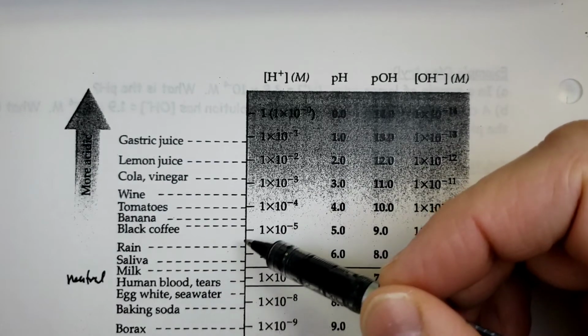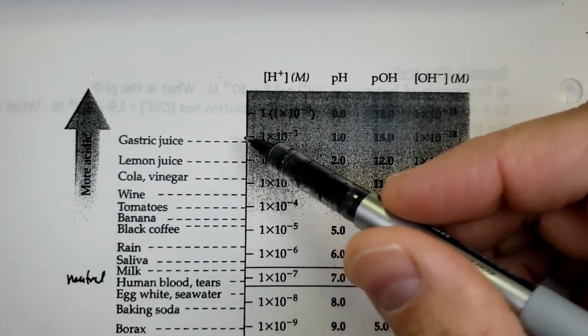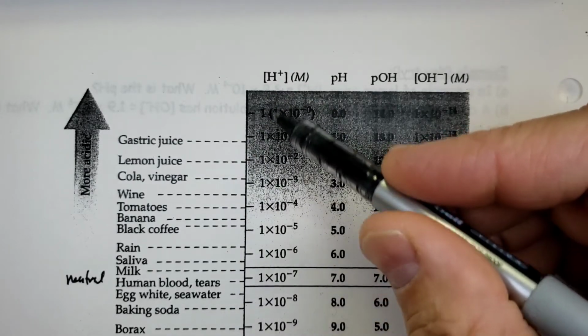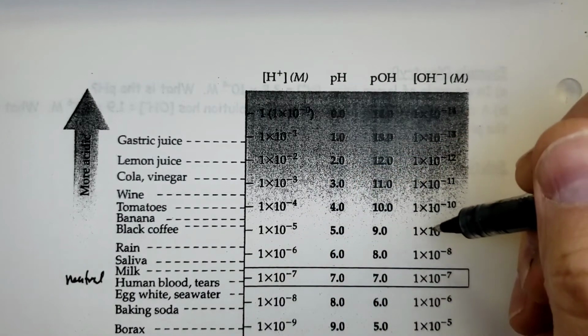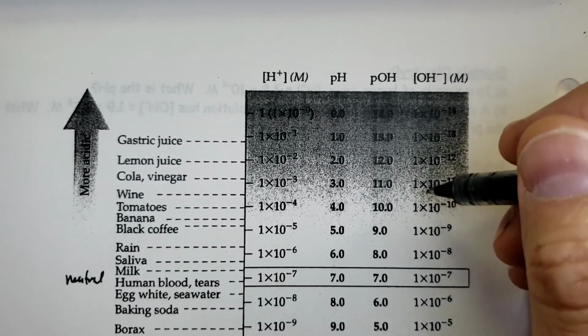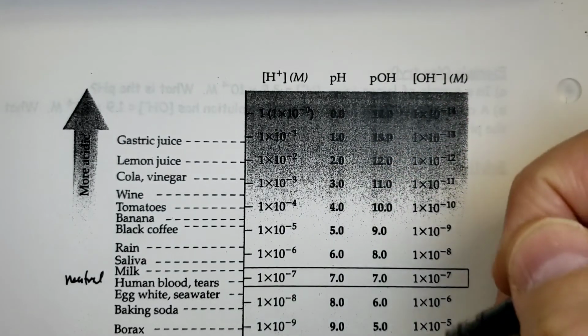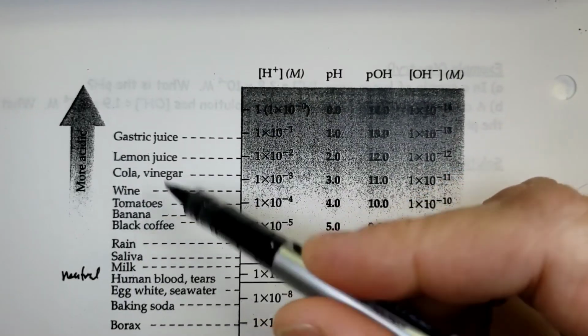Human saliva, rain, black coffee, banana, tomatoes, wine, colas, lemon juice, gastric juice, etc. More acidic. So H is getting bigger, OH is getting smaller, because remember they must multiply to give you 1 times 10 to the minus 14, and then we have the relationship here. So as you can see here, acidic things tend to be things that we eat.